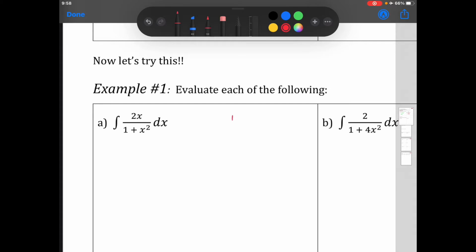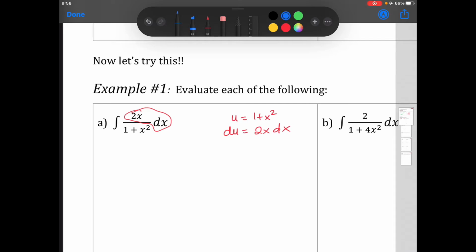So let's see if it works out. Let's say u equals 1 plus x squared. So what would du be? Du would be 2x dx. So check what you have and what you want to replace. I want to replace my 2x dx. Do I have 2x dx? Yes, I do. So this kind of worked.